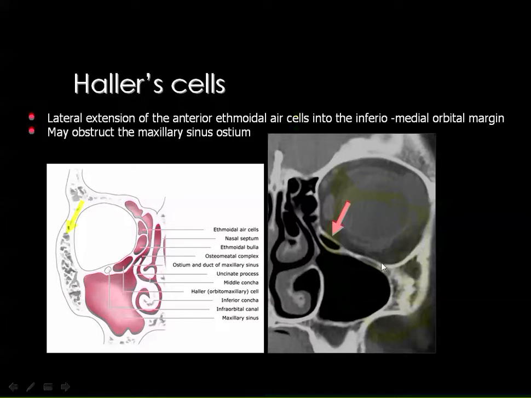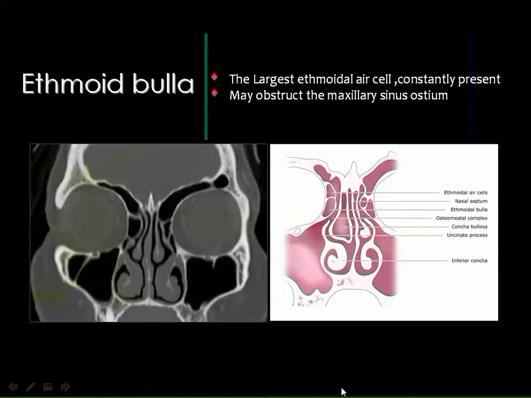It is pneumatization of the inferior medial part of the orbital floor, and this is known as the Haller cell. This Haller cell is intimately related to the osteomeatal unit. You know, this is the ethmoid infundibulum, and this cell will encroach on the ethmoid infundibulum, and sometimes if it is so large it can obstruct the ethmoid infundibulum, resulting in retained secretions within the maxillary sinus.